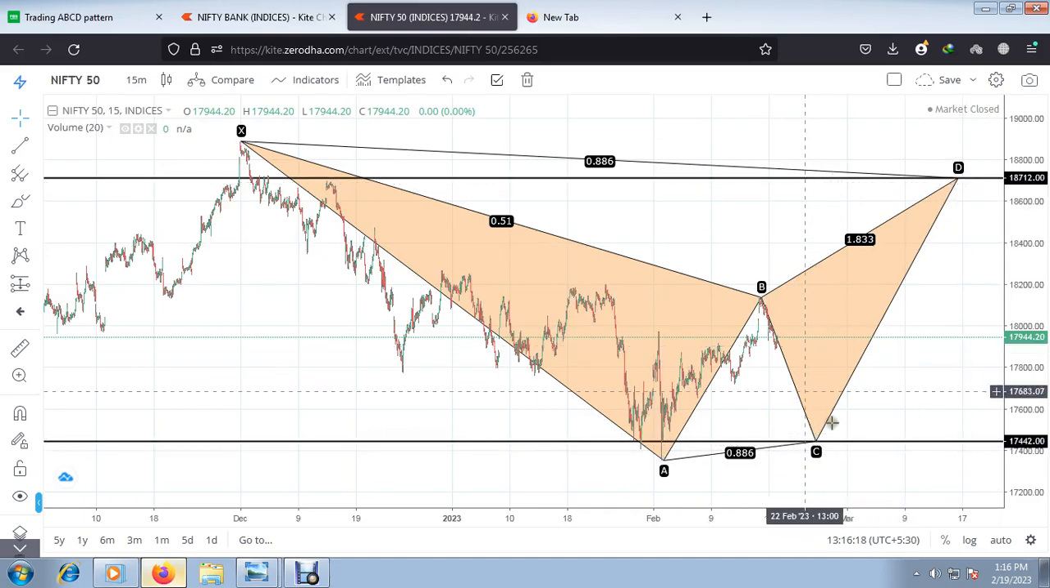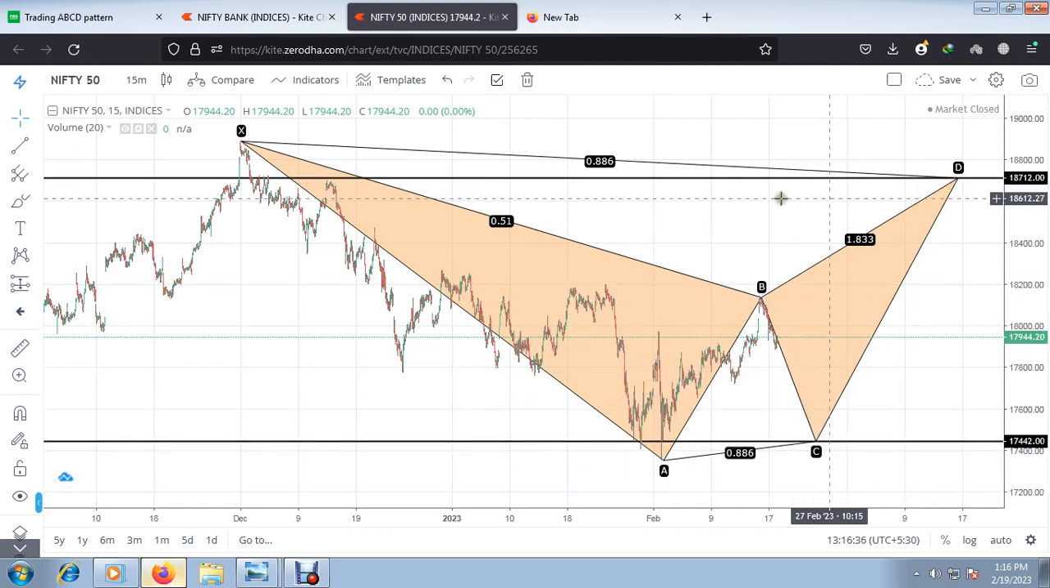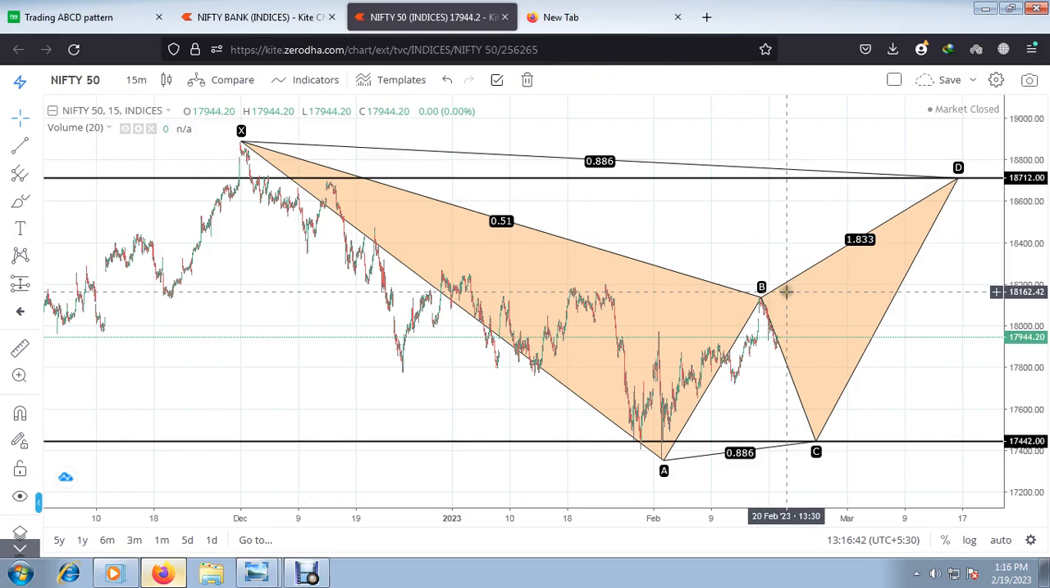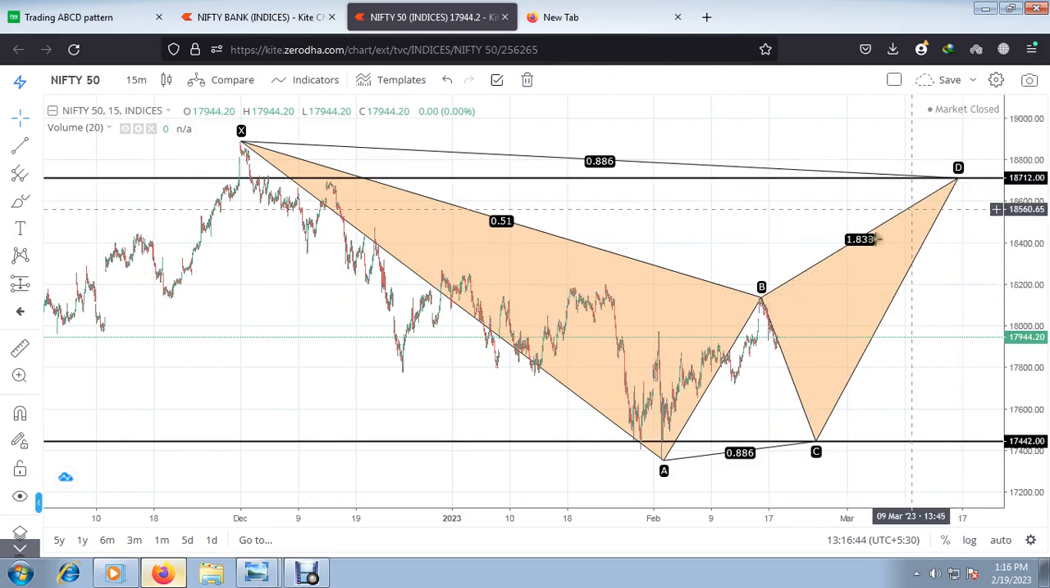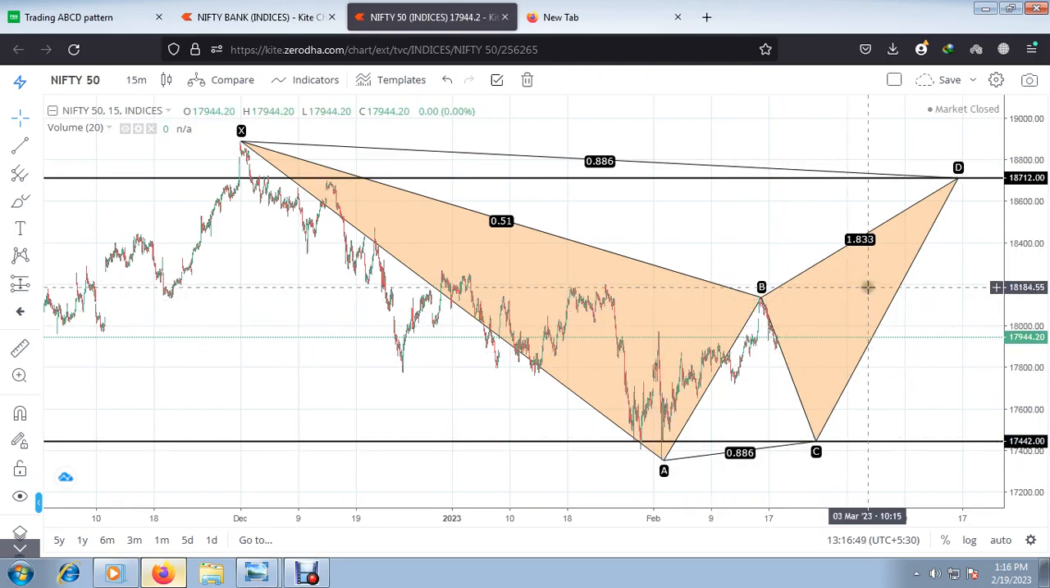So like that, you have to assume one by one, step by step, value by value. In Bank Nifty already 38.2% is done, but in Nifty it is not done. So for us the next target for Nifty will be 17,840. If it breaks 17,840, the next target will be 17,442. From there it will reverse and go up, and it will cross this B value. Whenever this B value is crossing, that will be the final confirmation. If it is crossing 18,135 after going down and going up, then it will go up to 18,700.